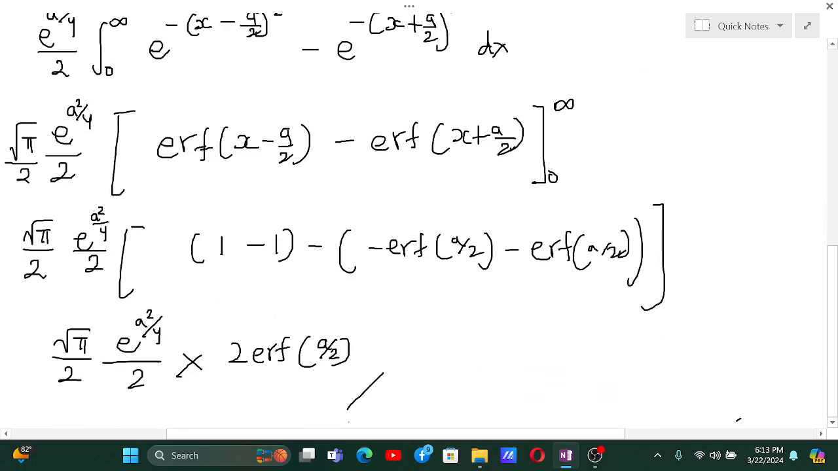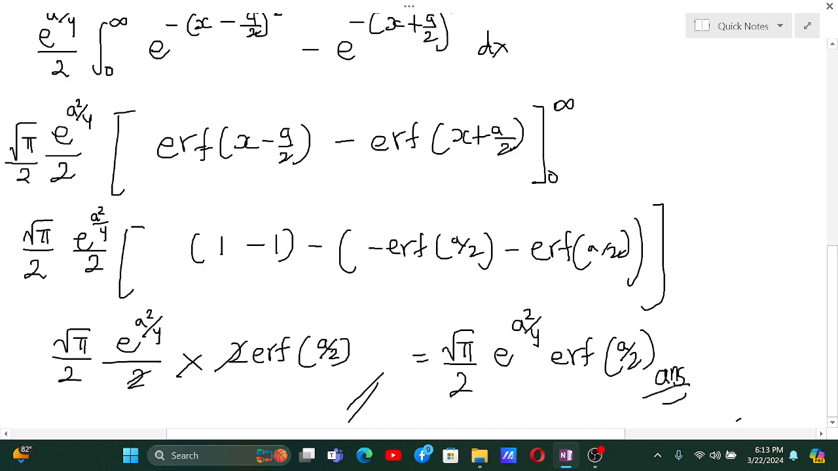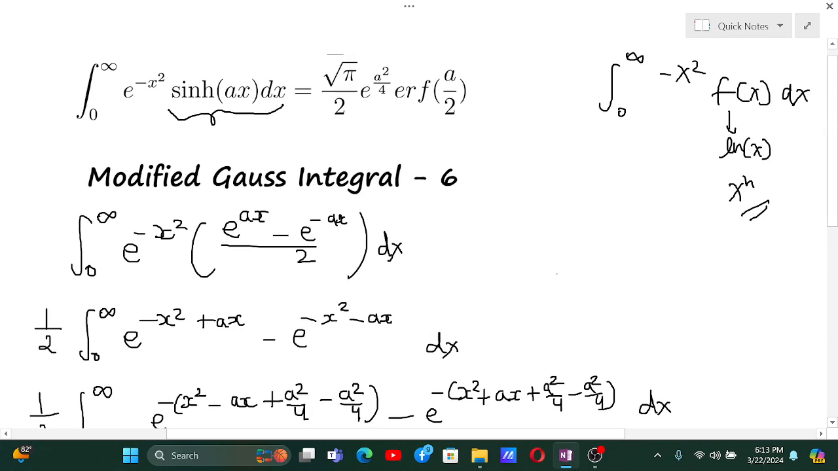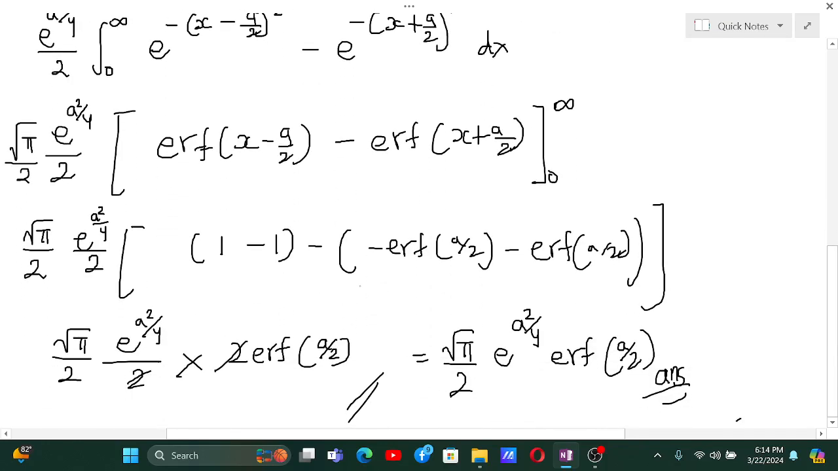And that's the answer. The 2 cancels out, and so we get the answer: root pi by 2 e to the power a square by 4 erf of a by 2. And that is the answer. Root pi by 2 e to the power a square by 4 erf of a by 2.